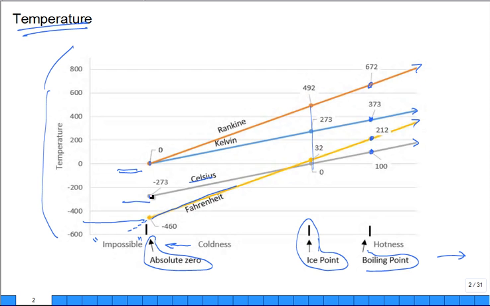Two of these lines, Celsius, has the same slope as what? Kelvin. And that's that idea of if I have a temperature change of 1 degree C, it is the same change of coldness to hotness, the same temperature change as 1 degree Kelvin. They have the same slope. Okay? Who else has the same slope? Does Fahrenheit have the same slope as Rankine? Yeah, they do. All right?